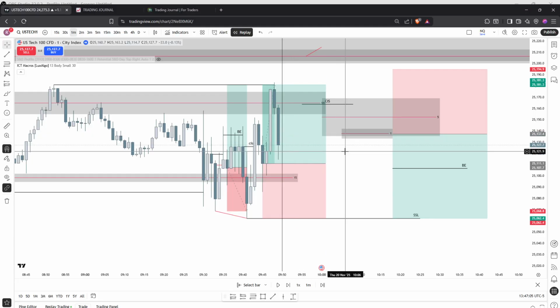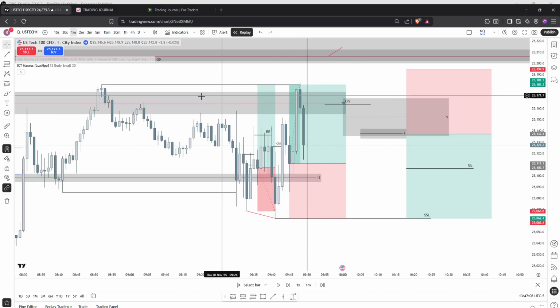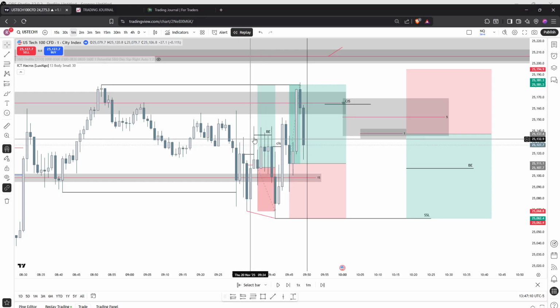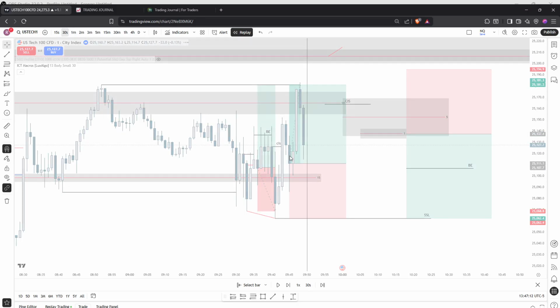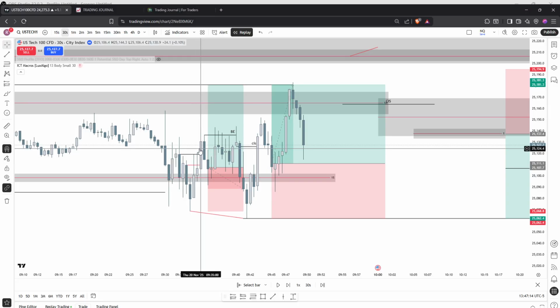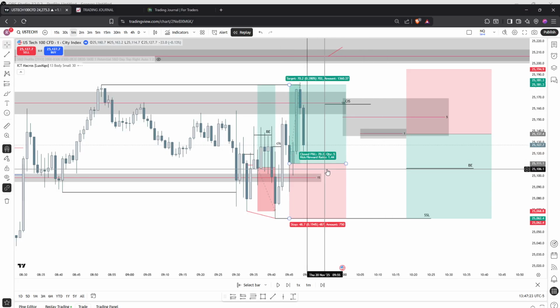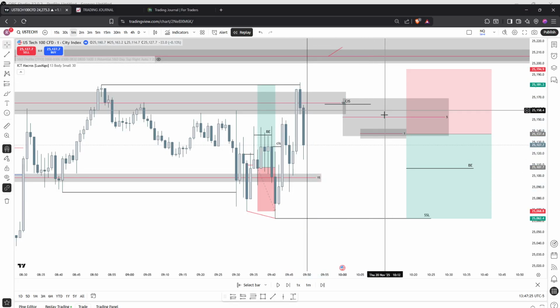So technically, this was a nice trade. Everything was correct. This was an A plus setup, just the 1 minute didn't give us a nice close. In 30 seconds, it did close here. So I considered that a nice change in the state in the 30 seconds. But once I turned to 1 minute, the market didn't actually give the close. That was the first trade.